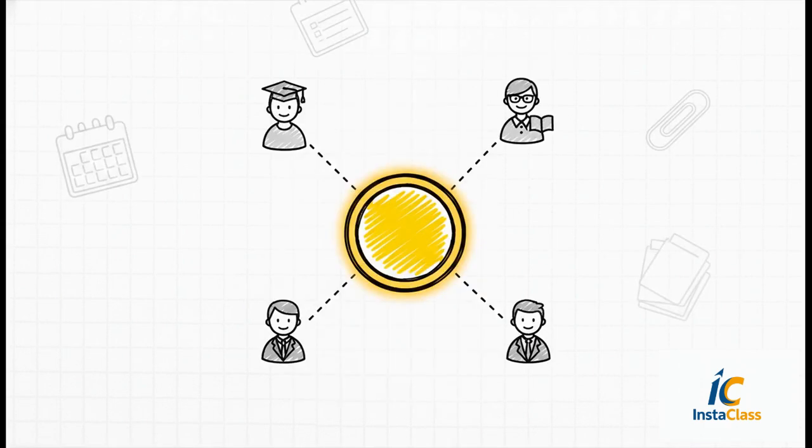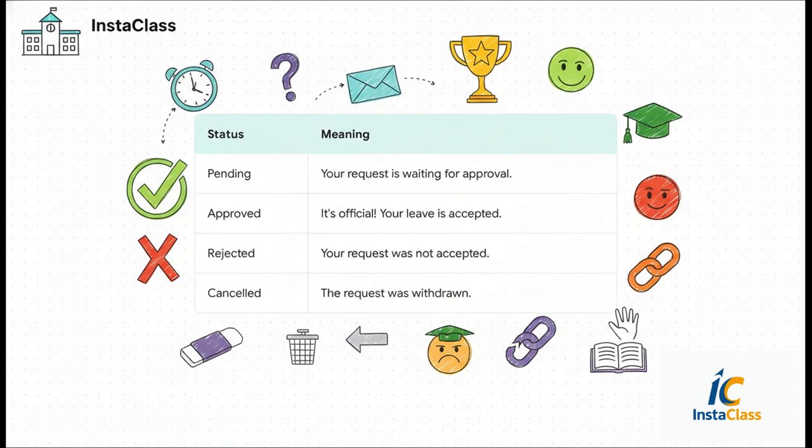Now, of all those details, there's one field that is the single source of truth for every single request, and that's its status. It tells you exactly where things stand at any moment. No guesswork needed. And the statuses themselves are super simple and clear. Pending means it's in the queue, waiting for someone to look at it. Approved means you're good to go, it's official. Rejected means it wasn't accepted. And canceled means the person who made the request pulled it back. There's just no room for confusion here. Everyone knows exactly what's going on.